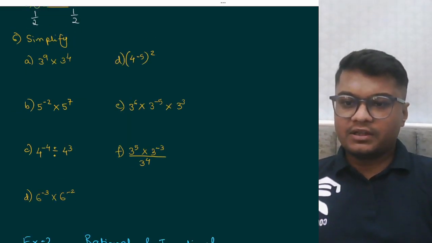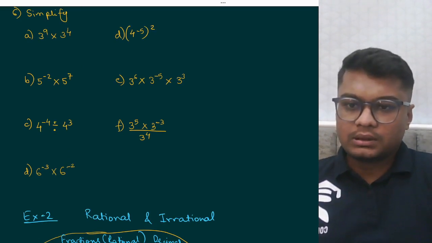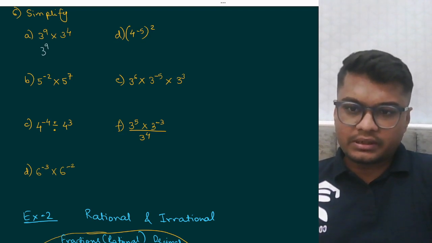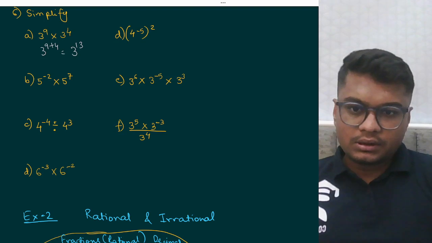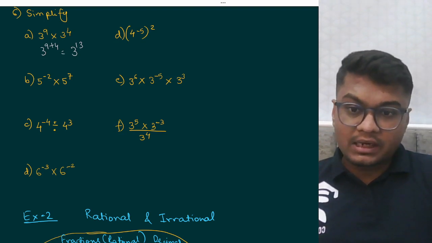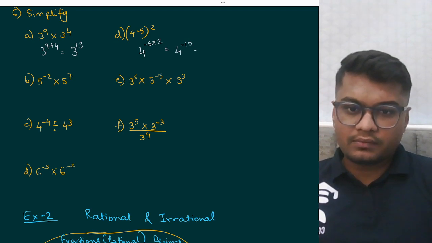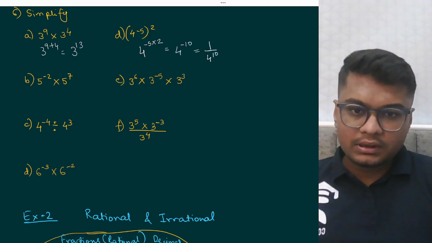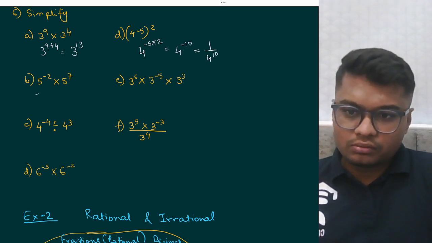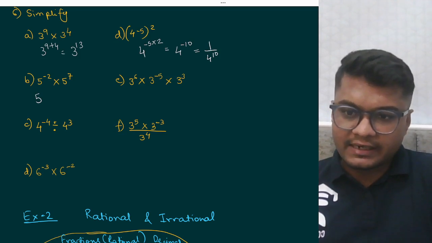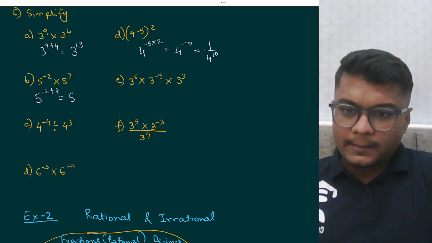Next, simplify the following. Now 3 raised to 9 multiplied by 3 raised to 4. This can be written as 3 raised to 9 plus 4, which is nothing but 3 raised to 13. Next, now it's a power of a power, so we have to multiply. So 4 raised to minus 5 into 2, which is equal to 4 raised to minus 10, which can be written as 1 upon 4 raised to 10. 5 raised to minus 2 into 5 raised to 7. So powers will get added, minus 2 plus 7, which is 5 raised to 5.